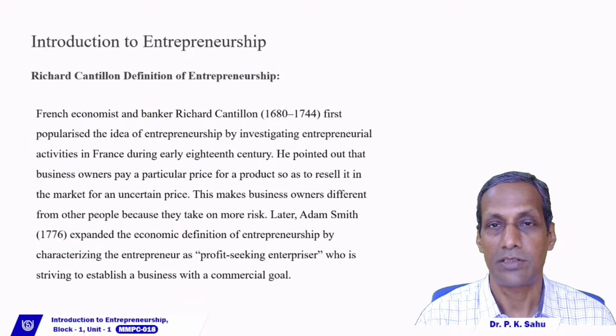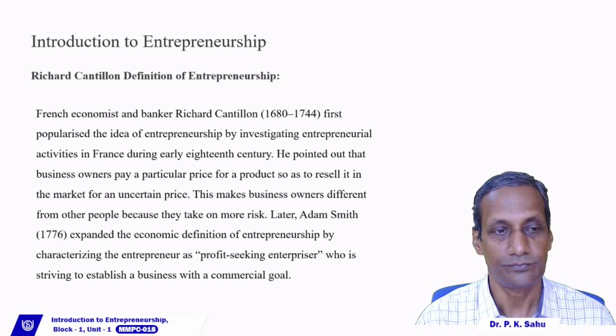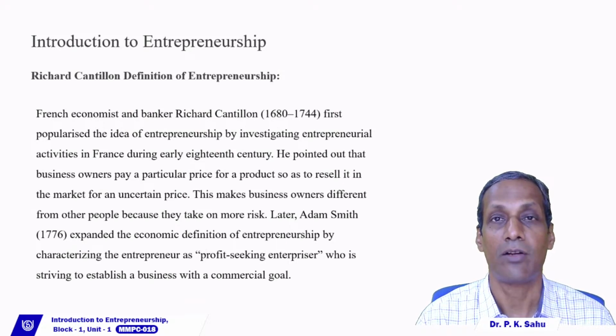Richard Cantillon, a French economist and banker, first popularized the idea of entrepreneurship by investigating entrepreneurial activities in France during the early 18th century. He pointed out that business owners pay a particular price for a product so as to resell it in the market for an uncertain price. This makes business owners different from other people because they take on more risks. So he advocated that entrepreneurs take more risks. Later, Adam Smith expanded the economic definition of entrepreneurship by characterizing the entrepreneur as a profit-seeking enterprise who is striving to establish a business with a commercial goal.